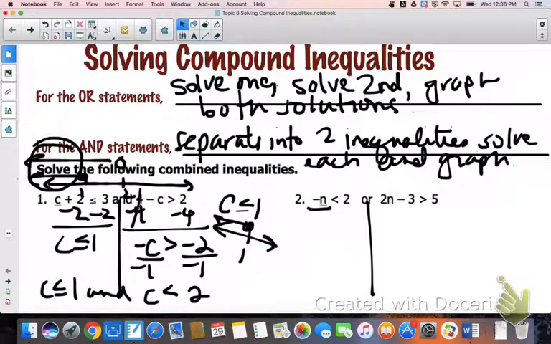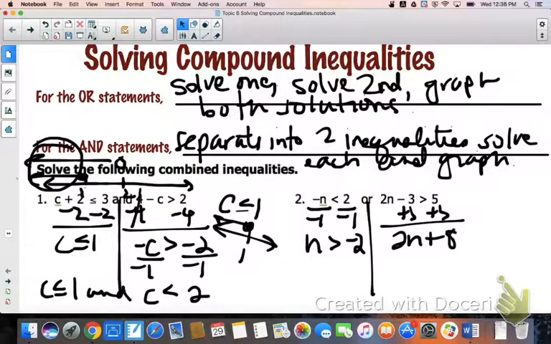Okay. Number 2, it's an or statement. Let's just solve. We divide by negative 1 on the left. So again, flip that inequality. It's n is greater than negative 2. On the right, to solve here, we add 3 first. You get 2n is greater than 8. Divide by 2, you get n is greater than 4. So I have n is greater than negative 2, or n is greater than 4.